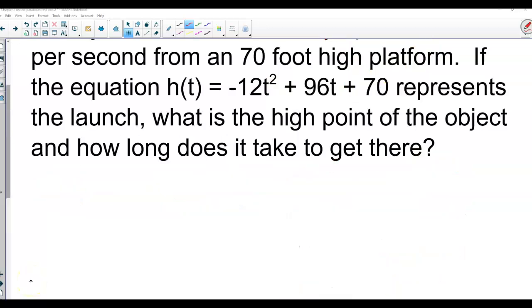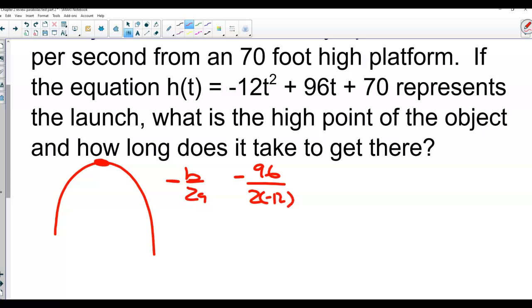So when they're asking what the high point of something is, you're talking about a parabola that goes like this. You're looking for this point. The y coordinate is the height. The x coordinate is how long it takes to get there. I would find the x coordinate first. Negative b over 2a, which is simply negative and then 96 over 2 times negative 12. Negative 96 over negative 24, and that's 4. So my x coordinate is 4. It's going to take me 4 seconds to get there.